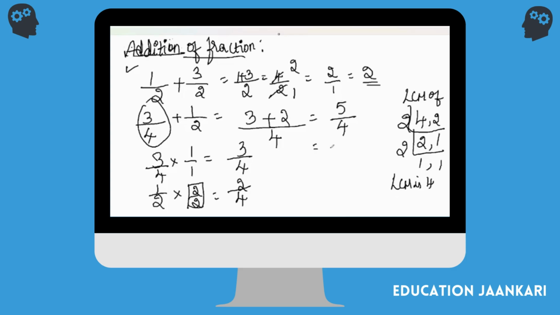If you convert to an improper fraction, what would be the answer? This 5 by 4 is improper, right? Yes, ma'am. The final answer, you can keep as the improper fraction, or you need to convert it into a mixed fraction. If you convert to a mixed fraction, what would be the answer? 1 and 1 by 4.